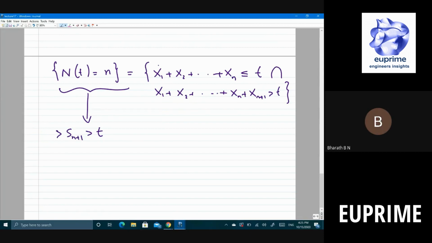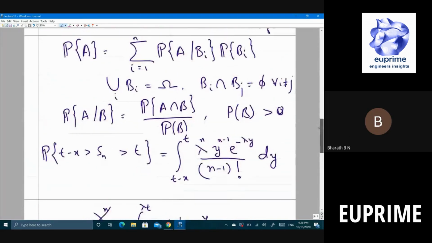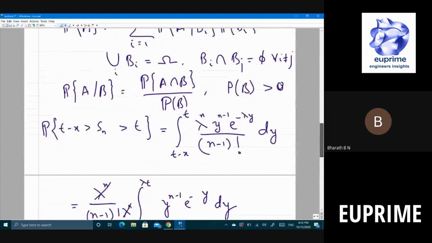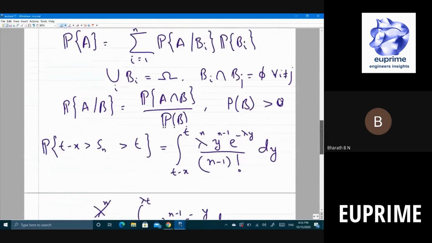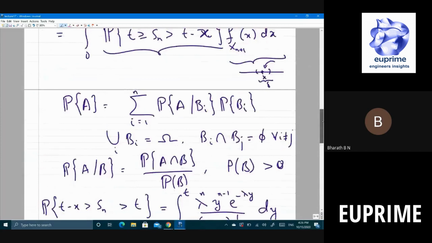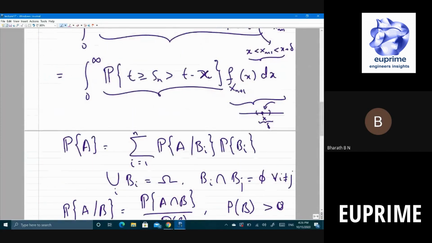I have to think about this. How do we, any ideas, guys? So how do you do this? See, the book uses order results. I don't want to use order results. I want to do it exactly.